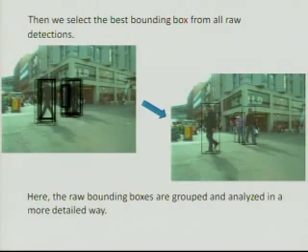The next thing we want to do is select the best bounding box from all the raw detections, because there are many bounding boxes, and some of them are for the same target, and some of them are not for a human being at all. So we need to select them. We group the bounding boxes first, and we analyze them in a more detailed way. We analyze their interaction with each other. Finally, we can determine which bounding box is best for the target. You can see that in this example, only 3 out of so many bounding boxes are finally selected.